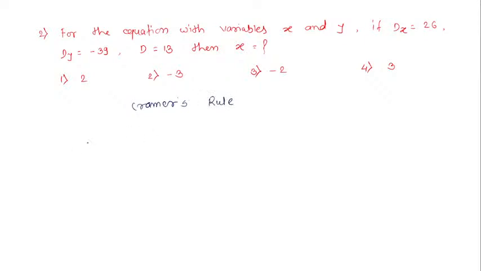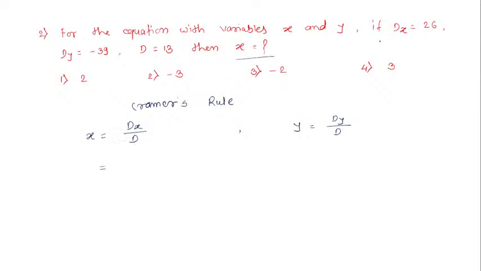And we know the Cramer's rule, that is if we have the values of dx, dy and d, that is the determinants, we can find the values of variables x and y. So the formula is, if we have to find x, that is equal to dx divided by d. So this is the formula for x, and if we have to find y, then we have the formula dy divided by d. In this question we are only going to solve the value for x, so we have to use the first formula, that is x is equal to dx divided by d.